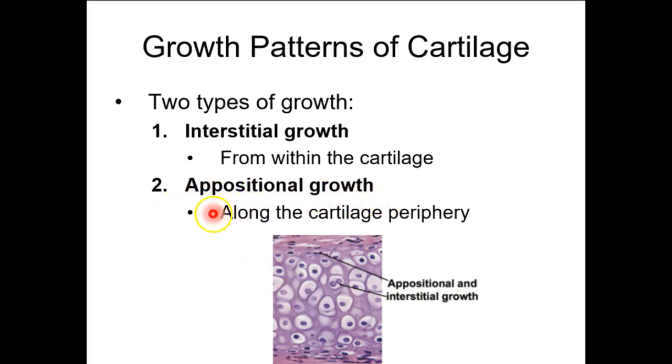Appositional growth is going to be cartilage along the periphery. We're going to have it out here, and it's going to build to expand that cartilage in one of these directions.